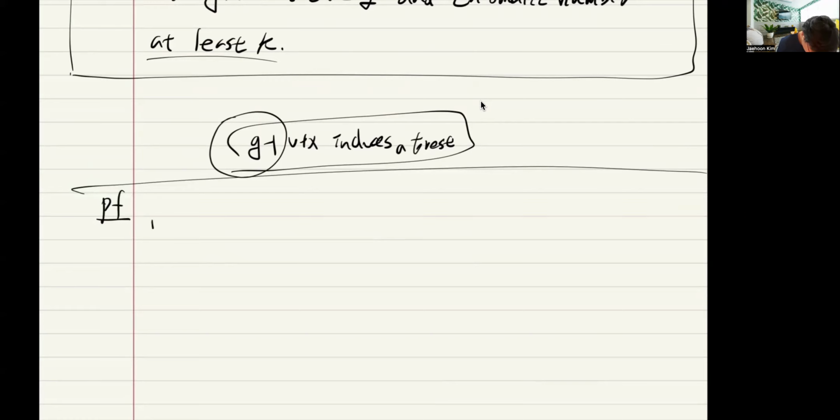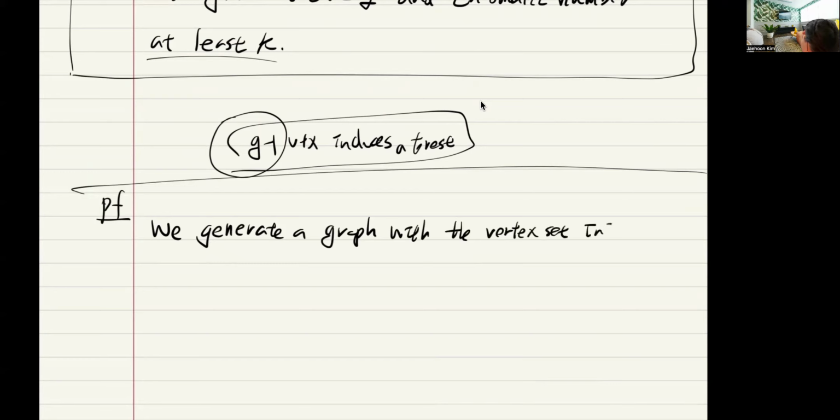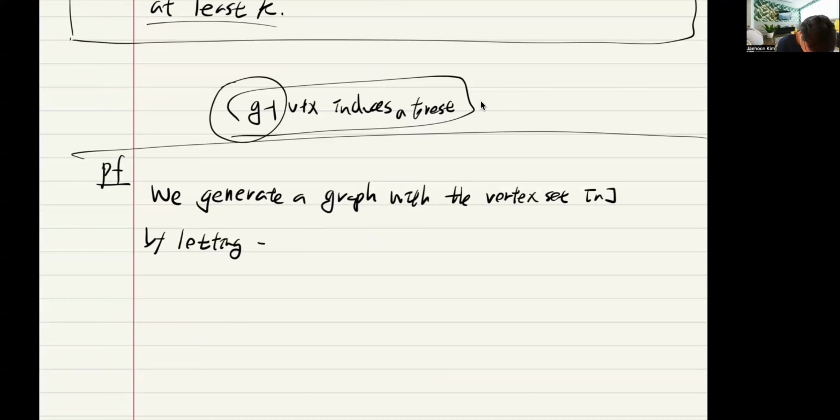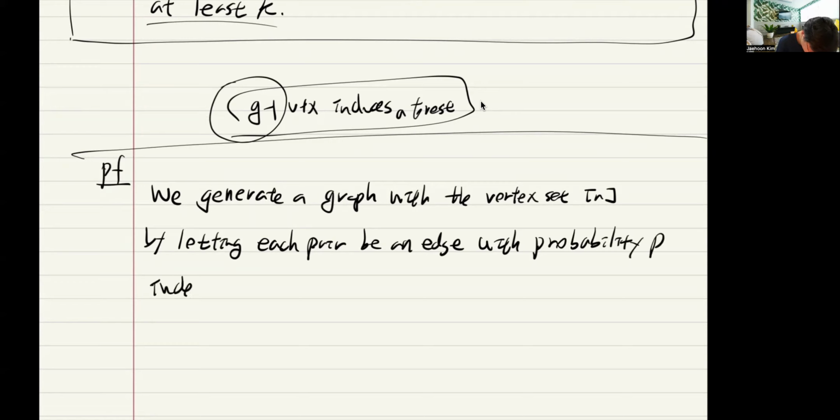Okay, so what do we do? Again, we generate a graph at random. Let's say you have a vertex set [n], and we consider each pair of the vertices to be an edge with probability p, independently.